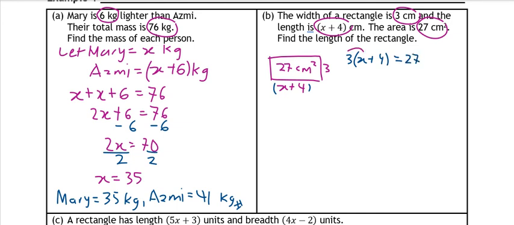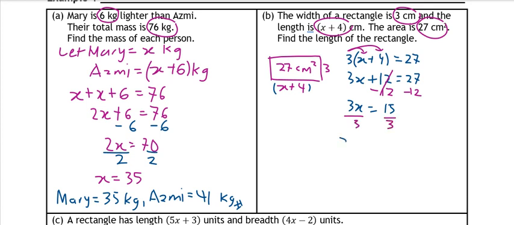So what we're going to do next is to proceed with the expansion. 3x plus 3 times 4 is 12, equals 27. And there you have it for your linear equation for this problem. So let's subtract 12 from both sides. To have 3x equals 27 minus 12, which will be 15. And in the end, you will have to divide this by 3.